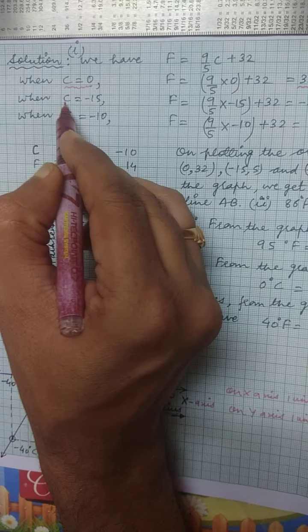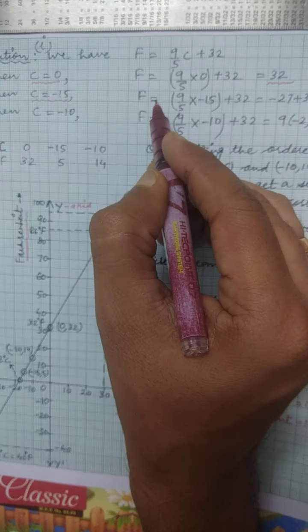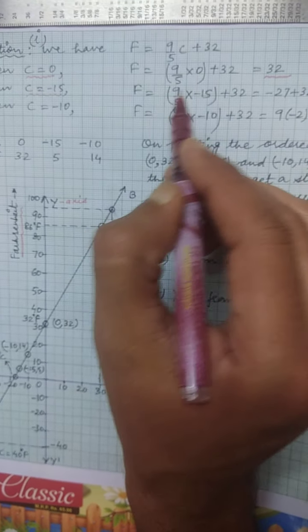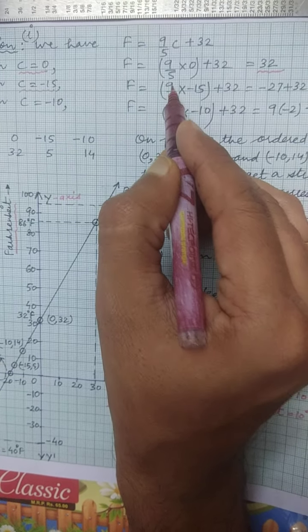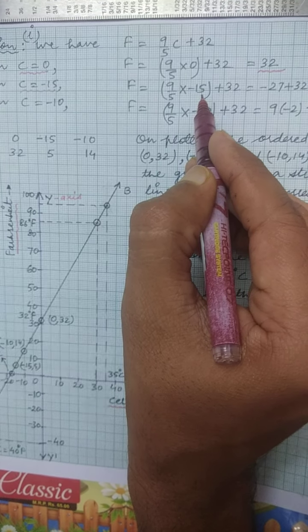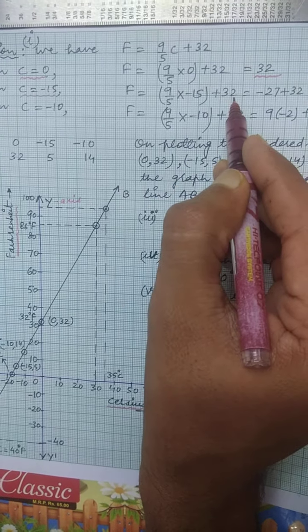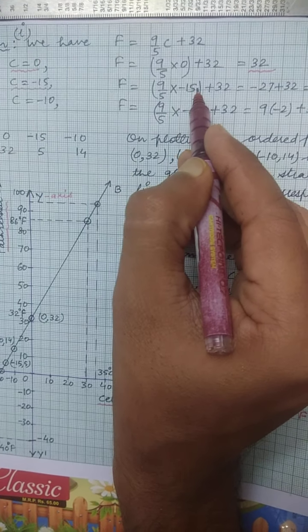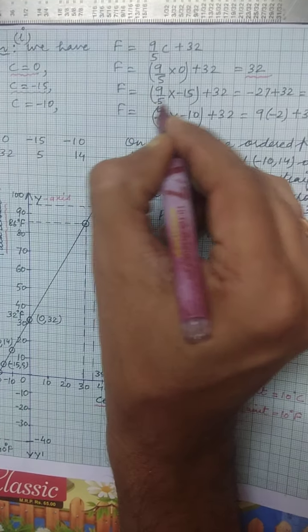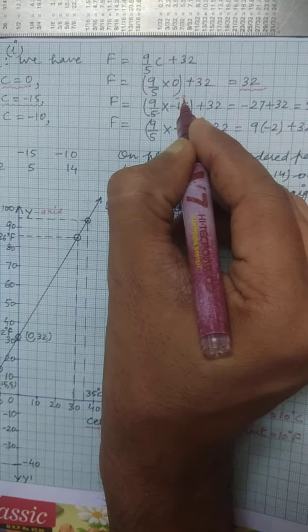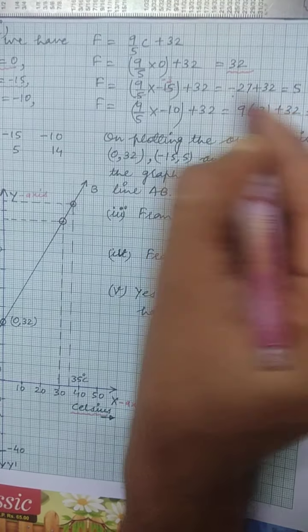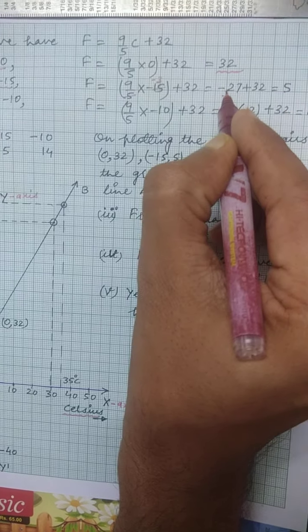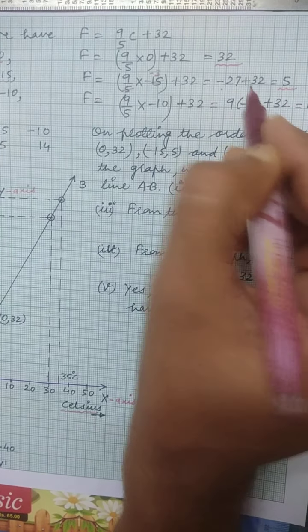Again, come to second, when Celsius is minus 15. So Fahrenheit will be, put C is equal to minus 15 in this formula. So you will get 9 upon 5 multiplied by minus 15 plus 32. So 5 and minus 15 will be cancelled out, minus 3 times, and 9 into minus 3 is minus 27, and plus 32, 32 minus 27 is 5.